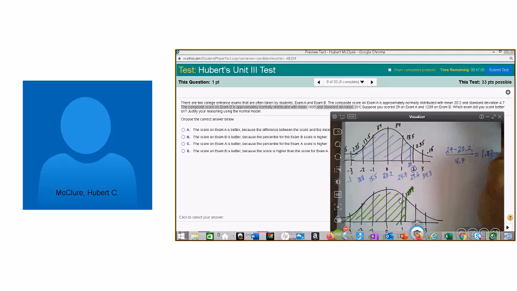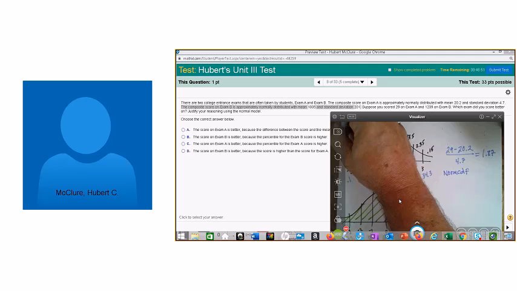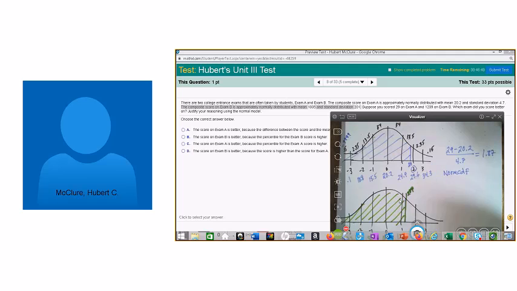So for those with an older calculator, you would do normal CDF, and this is negative 9999 down here. Negative 9999, comma, 1.87. That's if you had an older calculator.